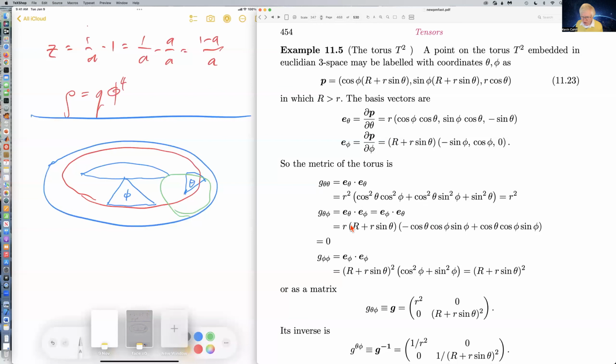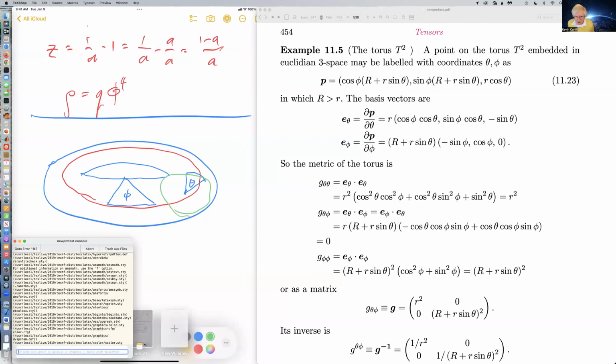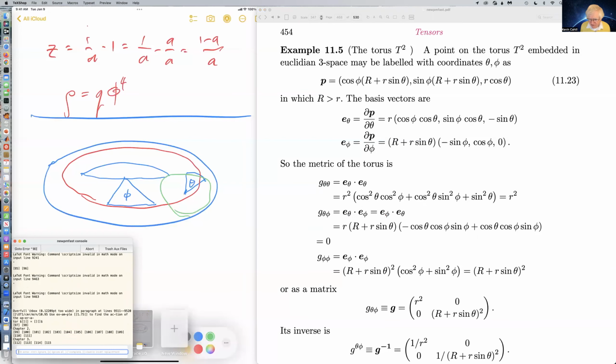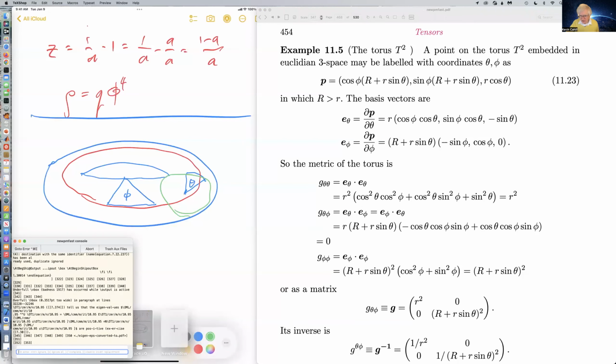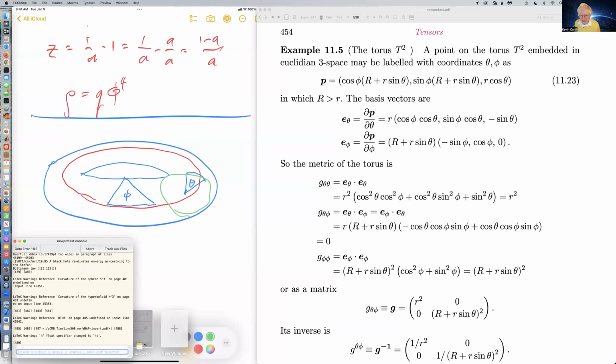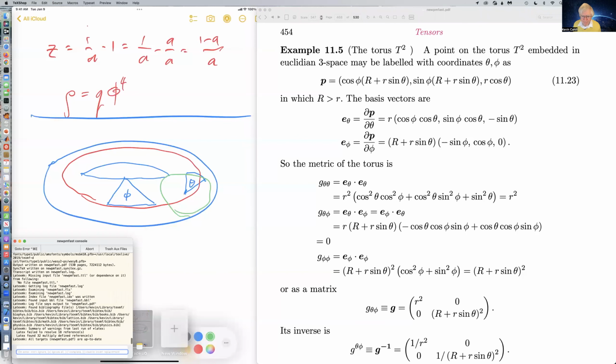I see I screwed up here in the notation. E theta dot E phi is this, which is actually 0. This is so irritating. I see, I just stupidly put that in there. So let me just fix that. And then E phi dot E phi is non-zero. And if you compute it, you get that.